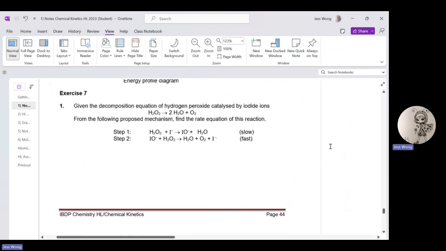Given the decomposition of peroxide, from the proposed mechanism, find the rate equation. This is the proposed mechanism. My eyes should be looking at the slow step, and the rate equation should be based on the slow step.